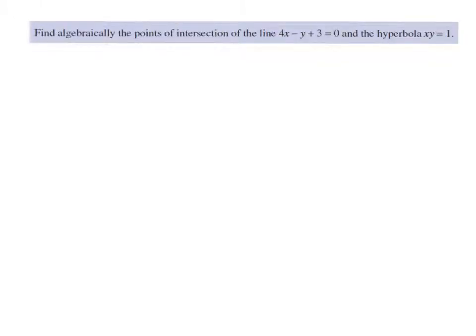Okie dokie, guys. This question: find algebraically the points of intersection of the line 4x minus y plus 3 is equal to 0, and the hyperbola xy is equal to 1.